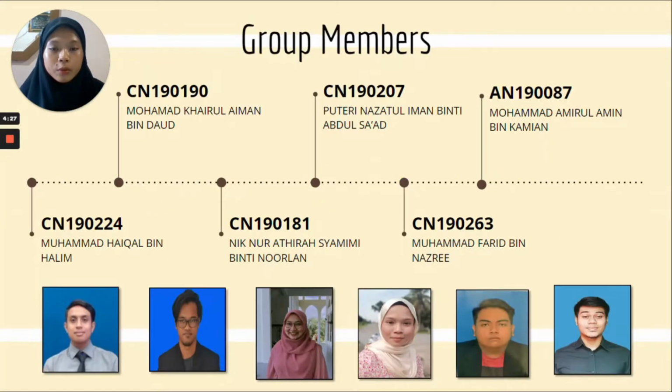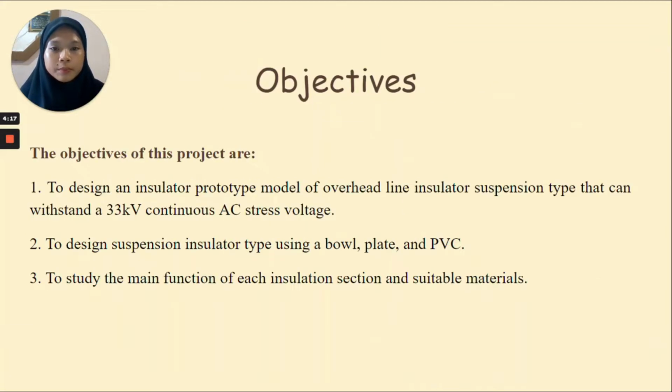This is a group of 6 members: Muhammad Haikal, Khairul Aiman, Atira Shamimi, Puteri Nazatul, Muhammad Farid, and Muhammad Mirul Amin. My name is Puteri Nazatul Iman binti Abdul Saad. My metric number is CN190207. I will present to you about the objective.